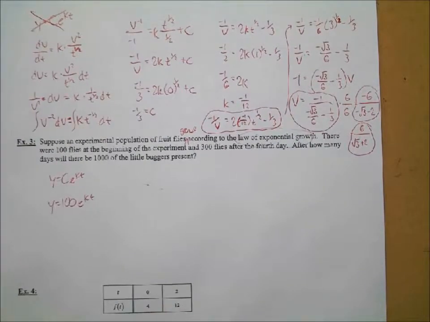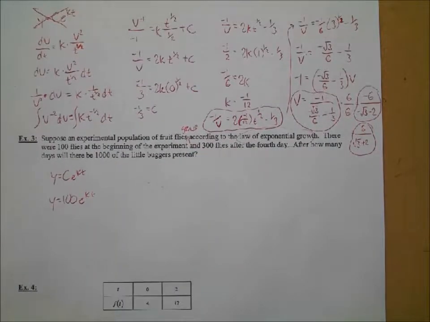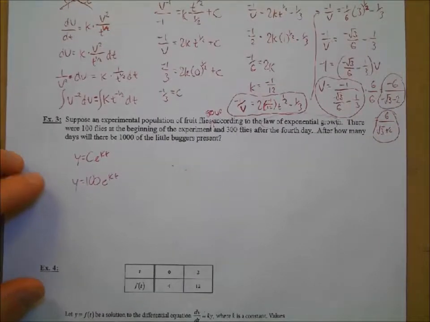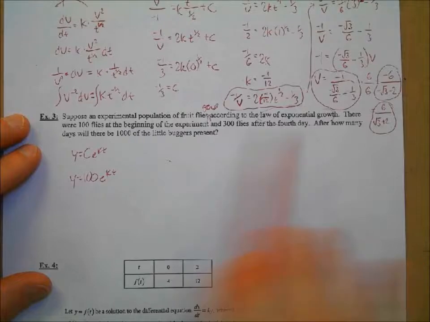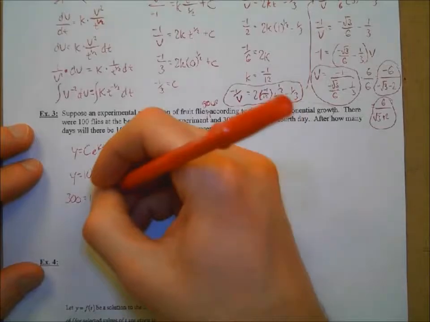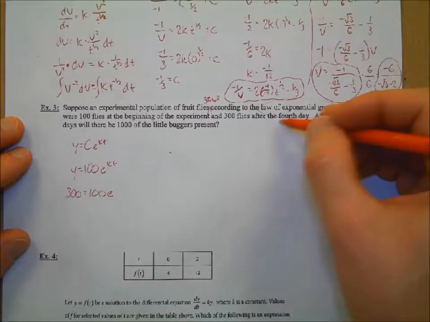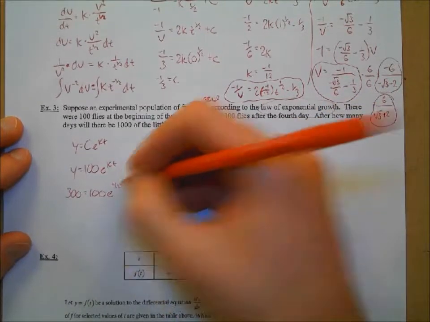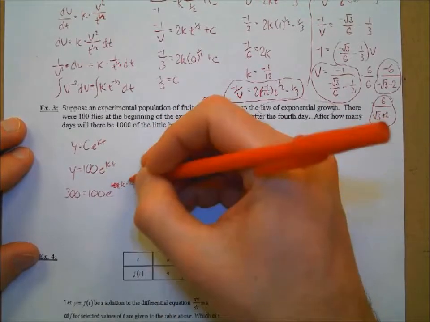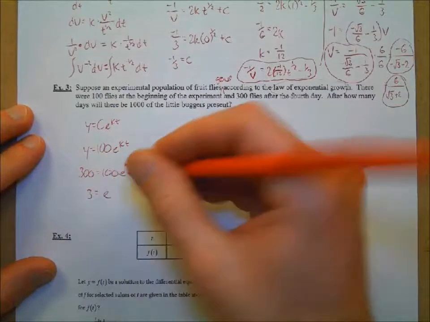If you don't believe me, you can plug 0 in for t, plug 100 in for y, solve for C, and you'll get 100. So y equals 100 e to the kt. We're then going to use the second piece of information to find k. The 300 flies is a y value, and that's after the 4th day, so 4 in for the t value, k times 4. We solve for k. Divide both sides by 100, and you get 3 equals e to the 4k.